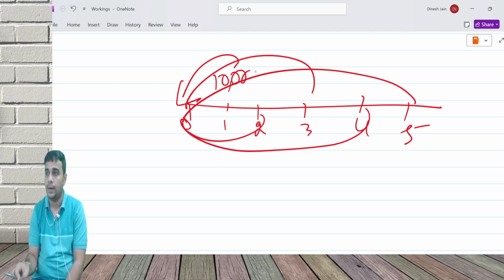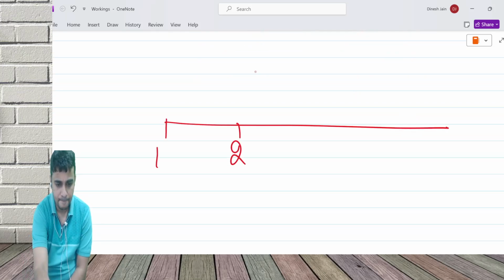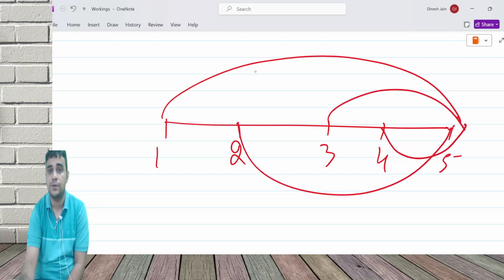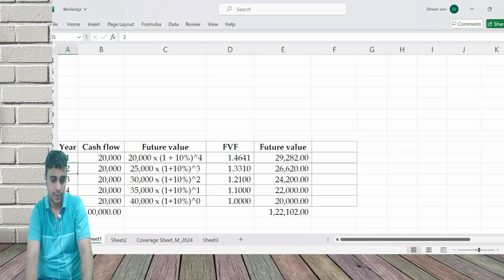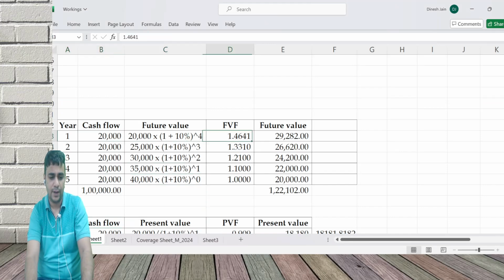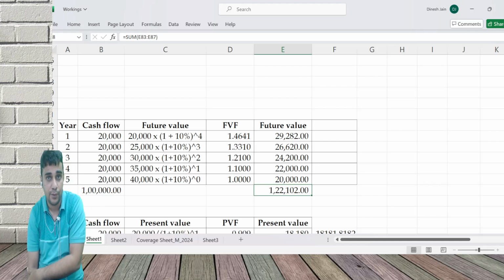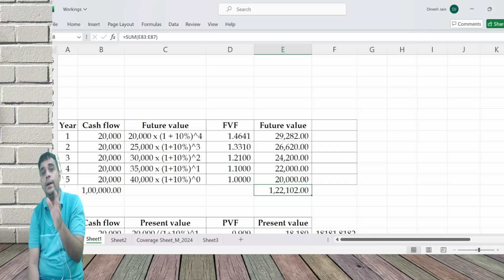Now comes the compounding part. In compounding, I have to take this to the fifth year, this to the fifth year, this to the fifth year, this to the fifth year, and the year 5 number which is there in year 5 itself. So if you see the answer, we had the original 20,000 and we got 122,102. Now how do I get to this number is what we have to check. In the calculator, I'll do certain steps and then get to that number.